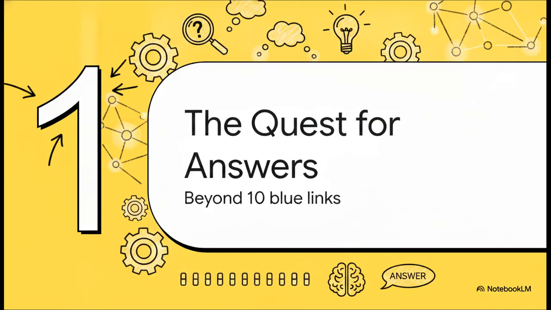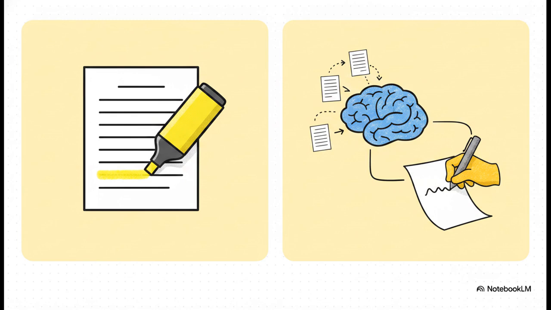Starting off with Section 1, the quest for answers, moving beyond 10 blue links. For decades, right, traditional search engines really just gave us one thing, a list of 10 blue links. But to provide direct answers, we need to understand the difference between two types of question answering.